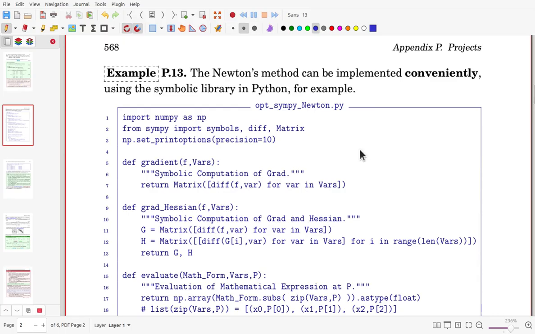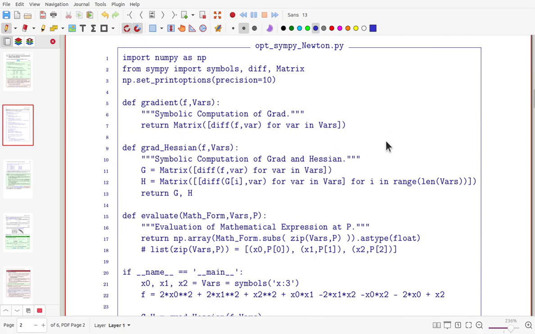So let's see one example here. I implemented the code in Python. By using the SymPy package, we can get the gradient symbolically quite easily for a given function. For each variable in this collection of variables, like x0, x1, x2, we can get the partial derivatives, collect them as a vector, and return that as the gradient.